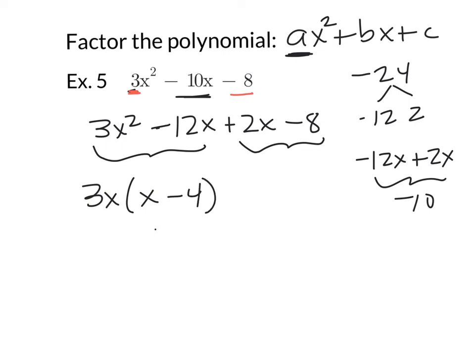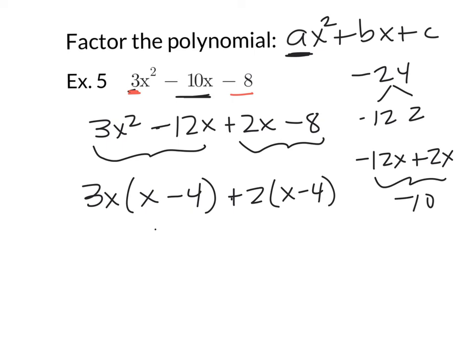Okay, so now if you look at the next 2 terms, 2x minus 8, let's factor a common factor out of those 2 terms, and that common factor would be a positive 2. So I'm going to write plus 2 and factor a 2 out of just those 2 terms, and that would give me x minus 4.